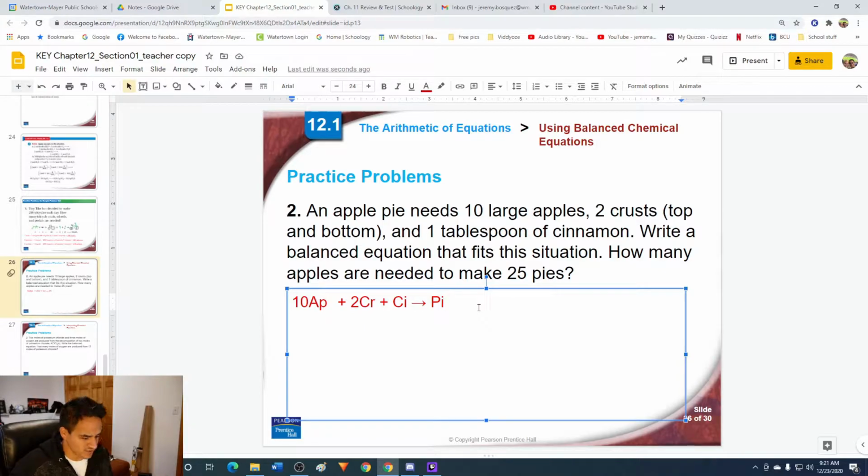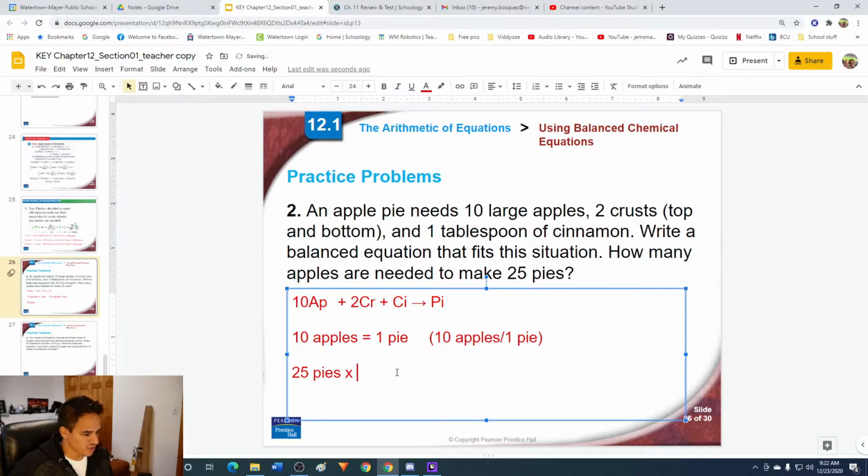Now the question asks, how many apples are needed to make 25 pies? Let's look at the ratio between how many apples are needed per pie we can make. It looks like every 10 apples that we have, we can make 1 pie. That's what it says in the reaction. 10 apples, 1 pie. So if we have 25 pies to make, how many apples are we going to need? Well, this is a conversion factor. We can write this as a fraction: 10 apples over 1 pie.